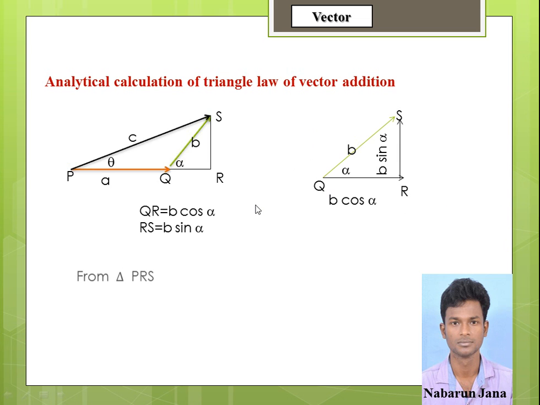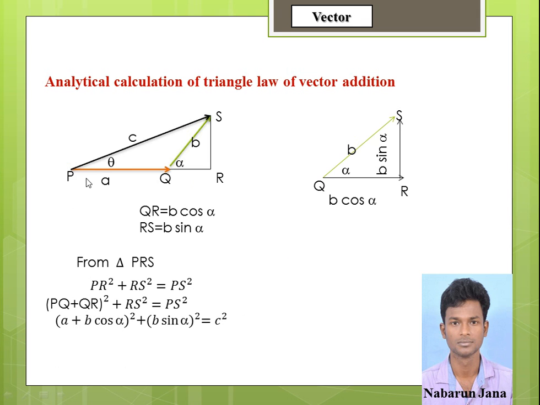Okay, now from triangle PRS, this is the big triangle PRS, we can say PR square plus RS square equal to PS square. Now what is PR? PR means PQ plus QR. So put it, PQ plus QR. Now what is PQ? PQ means vector A, put it here, and QR means B cos alpha. And RS means B sin alpha. Put it here.